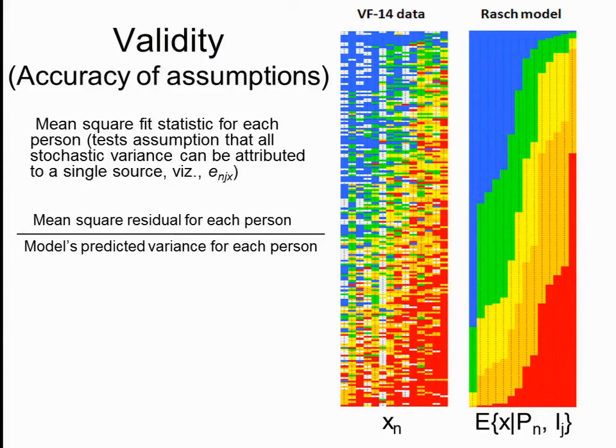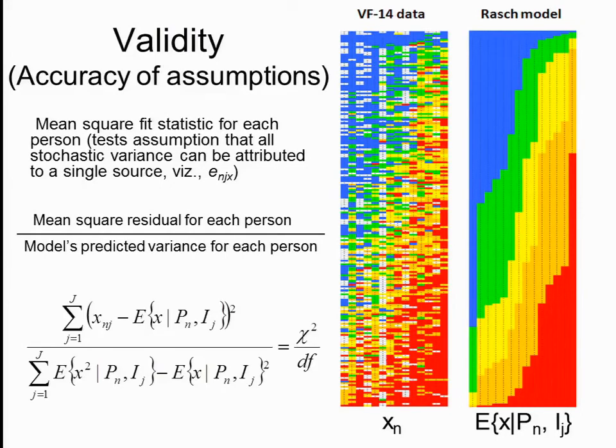So we would start in the upper left corner, and you'd take the response and subtract from it the expected response, which would be in the corresponding cell in the neighboring matrix, and square it and average over all items for that person. And that gives you a mean square residual for that person. Remember, we have a model now that has a specific distribution built in. We divide that by the model's predicted variance for each person. And that is called the information-weighted mean square fit statistic, or the INFIT for short.